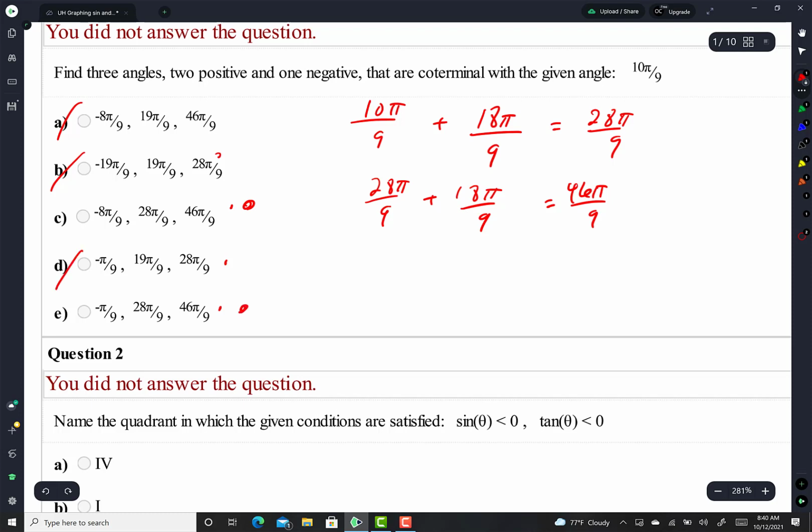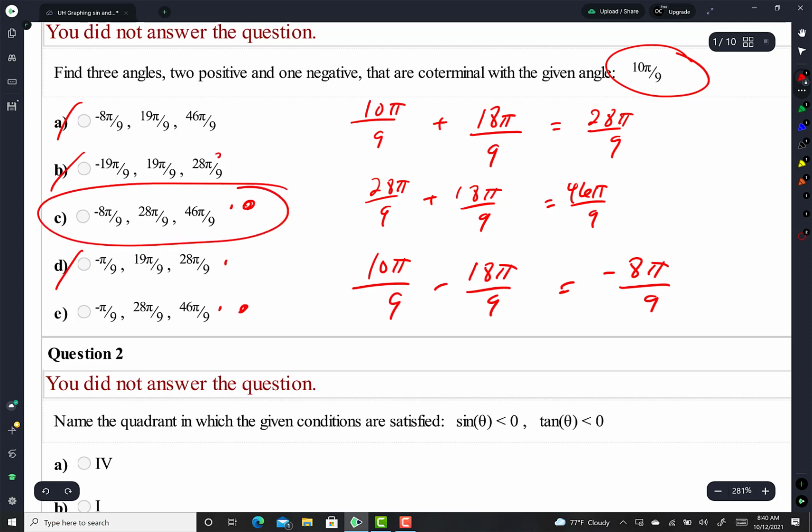Okay, how do I get the negative one? You subtract your 2 pi. Take your 10 pi over 9 and subtract the 18 pi over 9. So 10 minus 18 is negative 8. Negative 8 pi over 9. And there it is. What do you guys think?